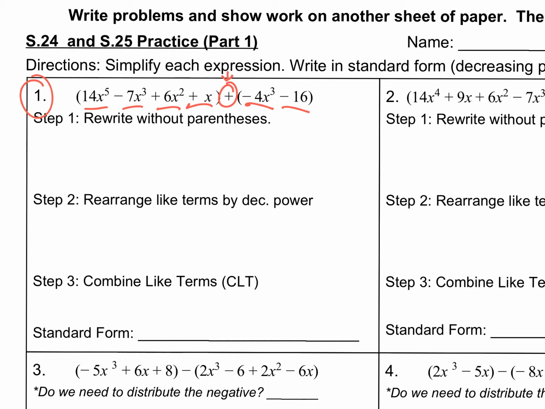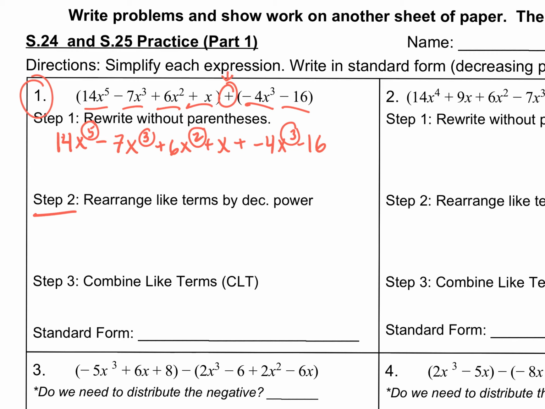So step 1, I'm going to go ahead and just rewrite without parentheses. When we are adding, the first step is just writing it again and taking away the parentheses. So everything else is exactly the same. Step 2 is rearrange like terms by decreasing power. So I'm looking at my exponents. Which exponents are the highest? Because those are going to go first.